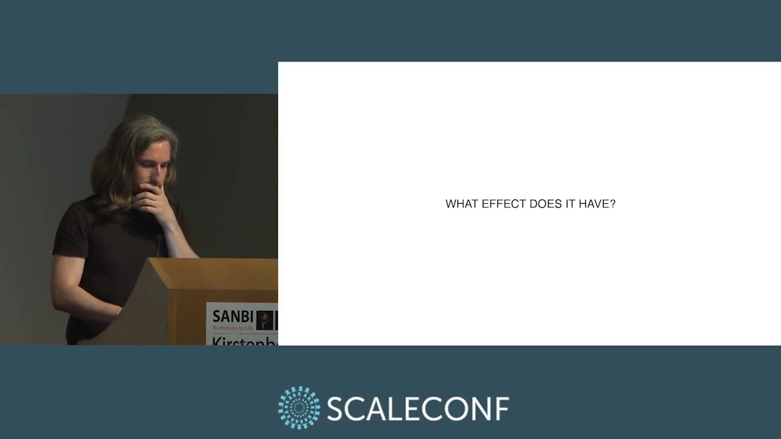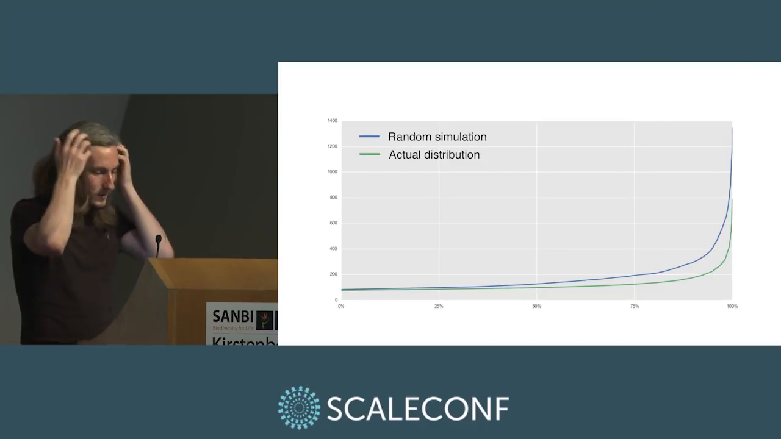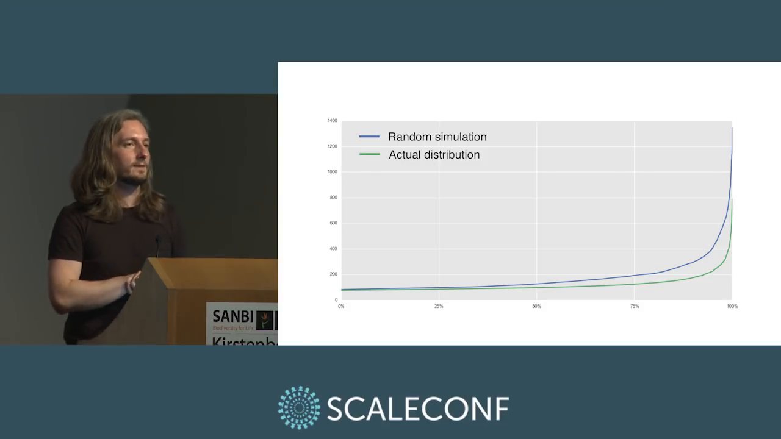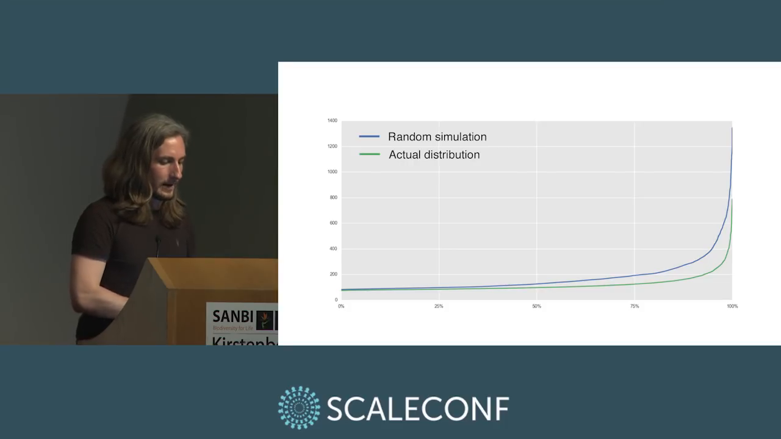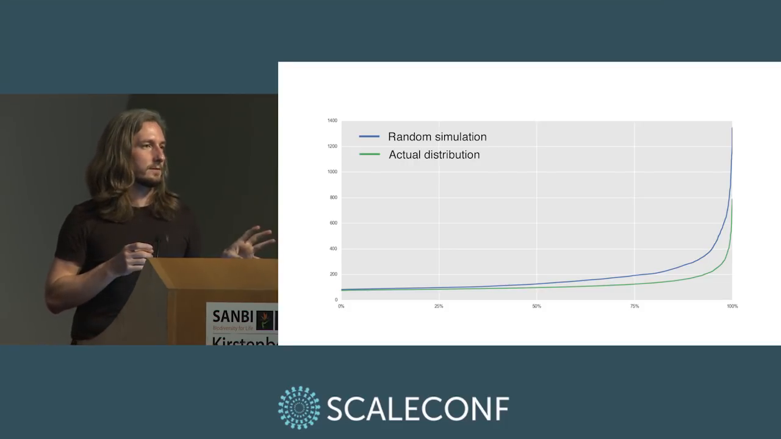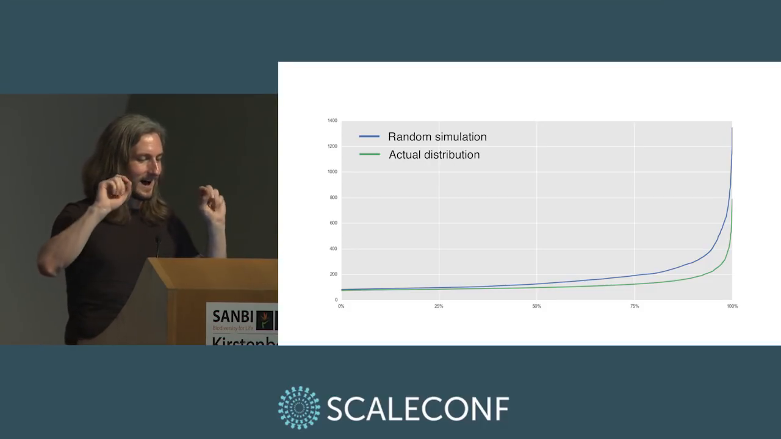Well, let's look at a simulation, or the results of a simulation anyway. So the blue line here is a simulation of a random load balancer that I worked on. And the green line is the actual distribution. So it's drawing again from that log normal distribution. It's doing that 1.15 sigma log normal distribution.